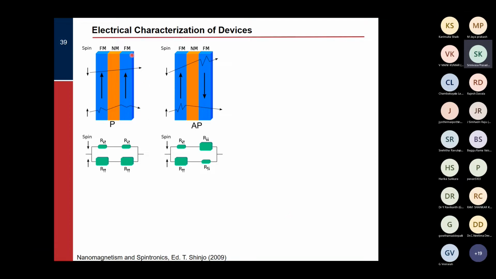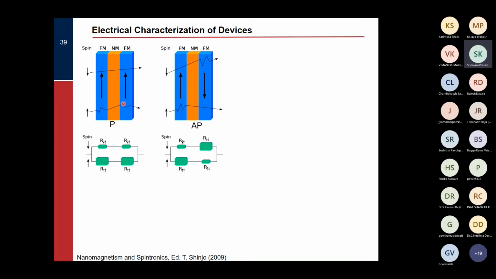Basically these are thin films. As I said, you take a silicon substrate, you grow one particular material. Let's say this is iron, this is copper, etc. So you grow a very thin layer of iron, typically let's say 100 angstrom or 200 angstrom. Then you grow a non-magnetic layer, again of very small thickness. So this is a nanoscale system.